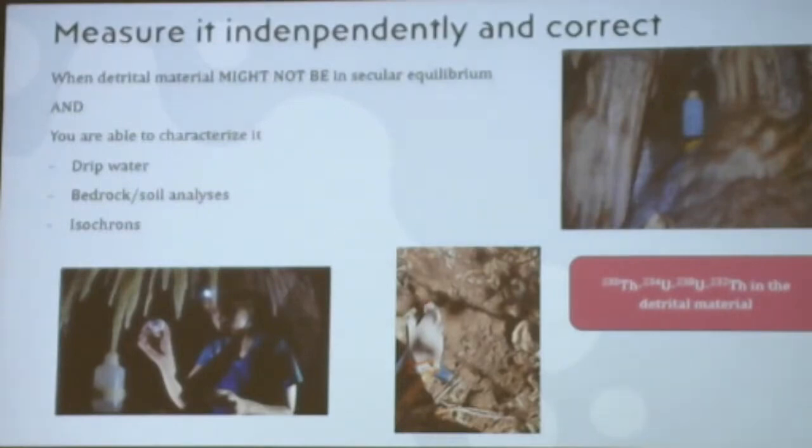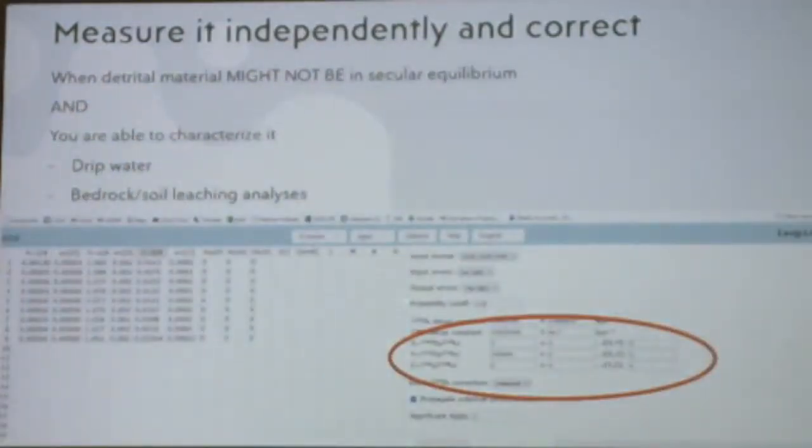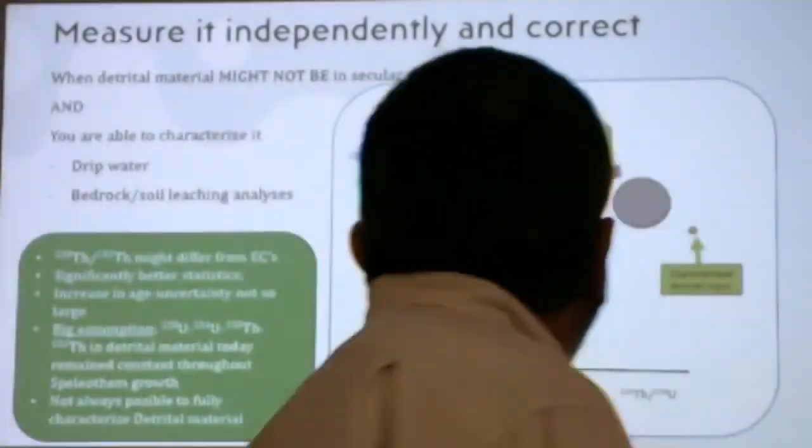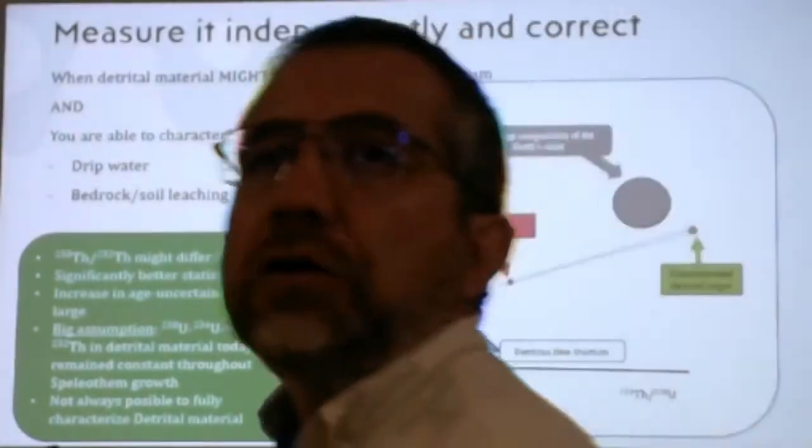We can do it either doing leaching experiments of the soil, doing cave monitoring and measuring the thorium composition in the drip water, the bedrock analysis, and then in Isoplot, we actually can put all the composition of the detrital material. And the way it works is, we have a very precise characterization of the detrital composition. And because it's very precise, what used to be something like this is now a more correct composition with a significantly better uncertainty.